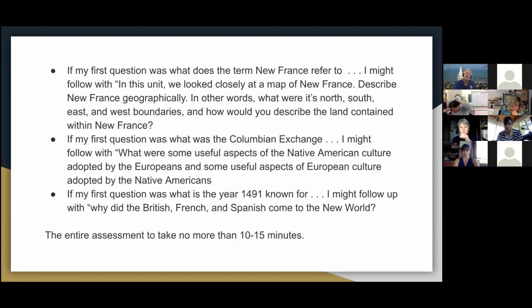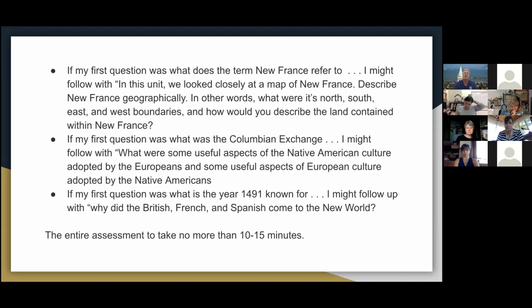What I might do there is, if my first question was, what does the term New France refer to? I might follow with something like this. In this unit, we looked closely at a map of New France. Describe New France geographically. In other words, where was it? North, south, east, west? And how would you describe the land contained within New France? A second level kind of question.